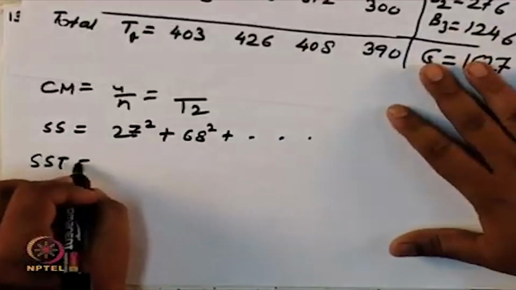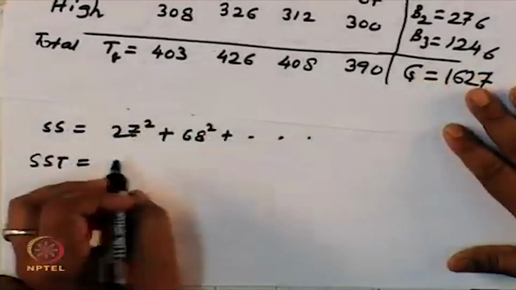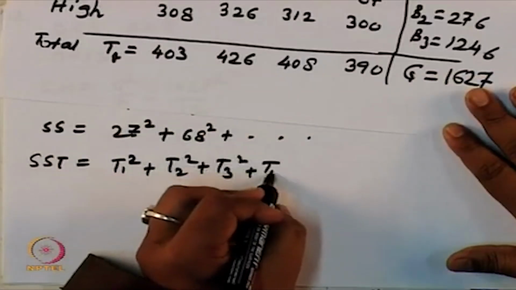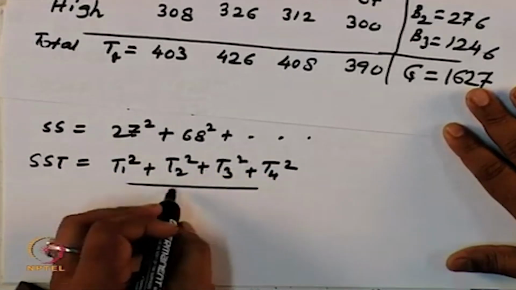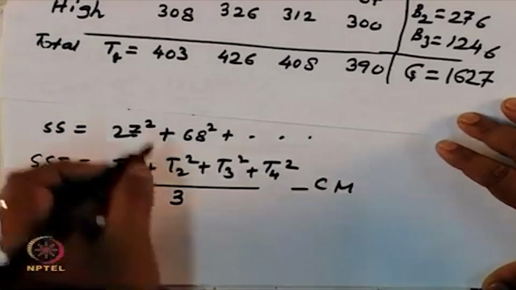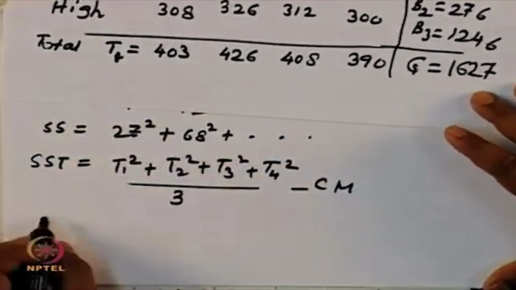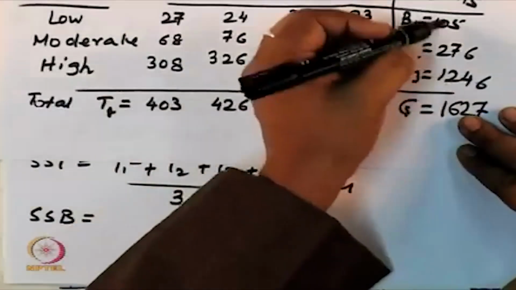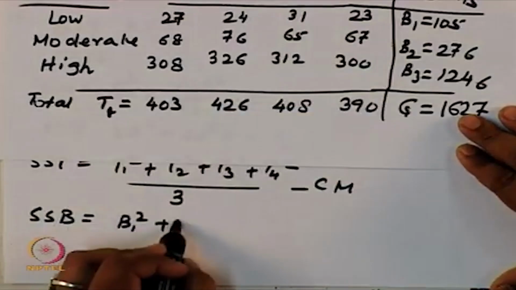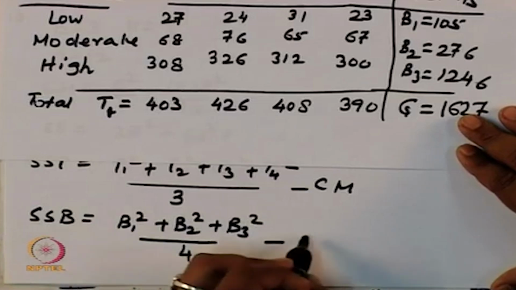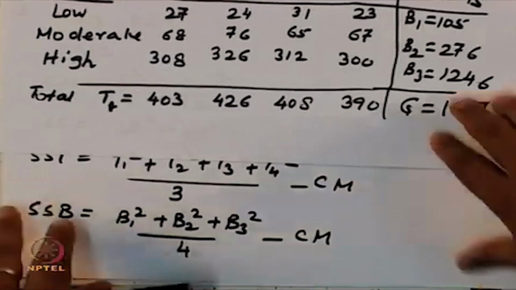You can calculate SST. So, SST is T1 square plus T2 square plus T3 square plus T4 square, divided by 3, minus Cm. T1 is 403, and so on and so forth. You can calculate SSB, which is given by B1 square plus B2 square plus B3 square, divided by 4, minus Cm, and based on these values you can calculate the following ANOVA table.